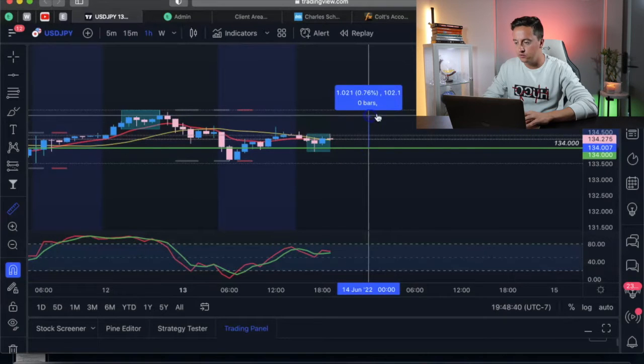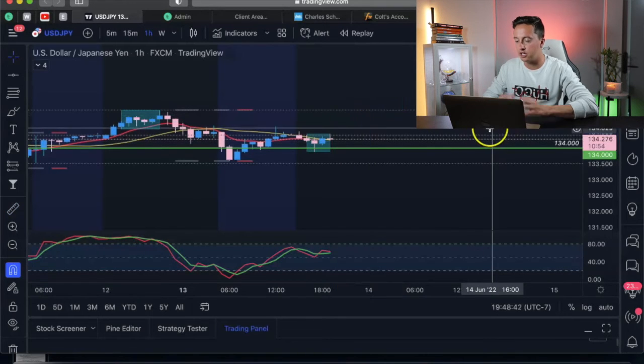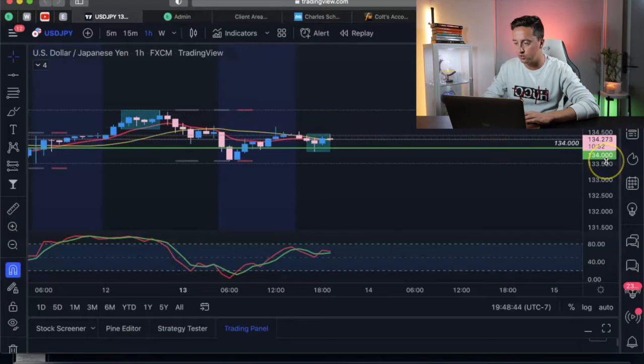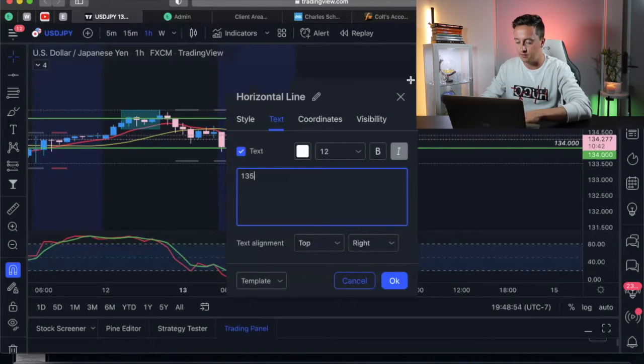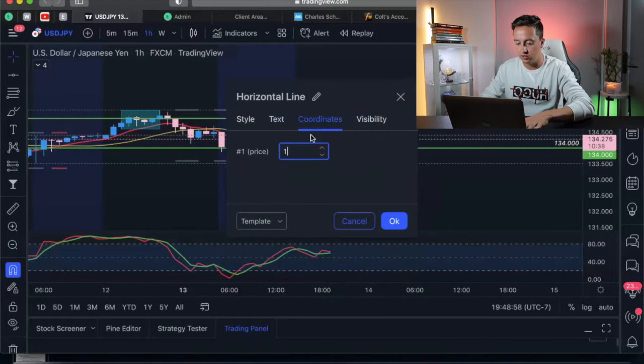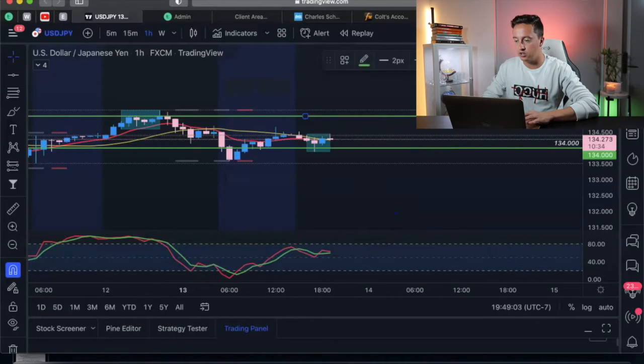Okay, so our next move, 135. Our psychological levels are going to be 134, 135, so on and so forth. Next one, we're just going to drop the horizontal line wherever we want, and then we're going to mark it up. 135.000, top right, coordinates, same thing, 135.000. Push OK, and then we're going to lock that.